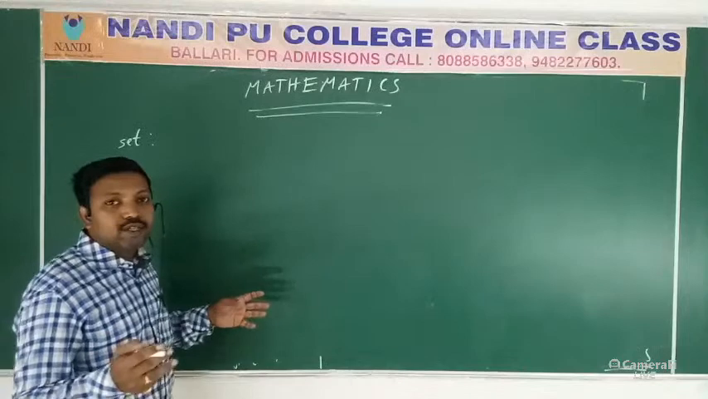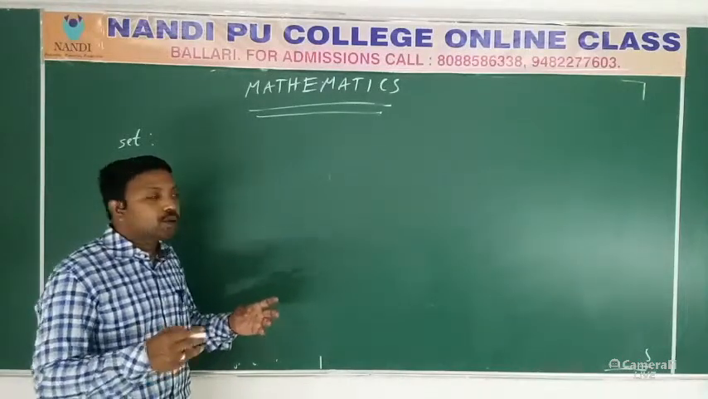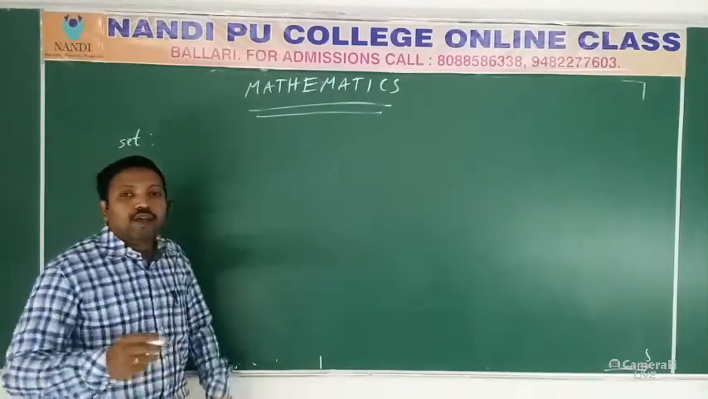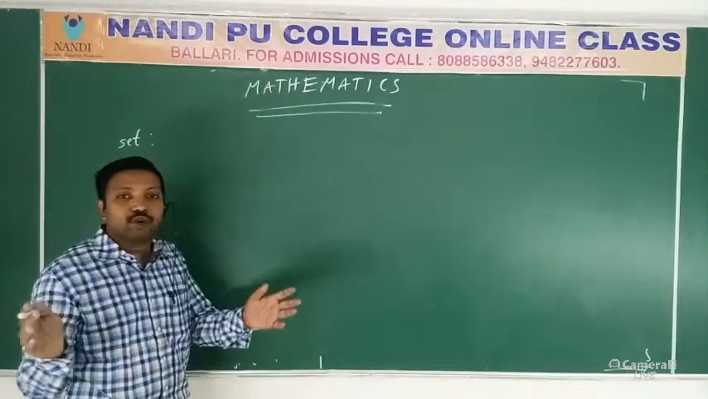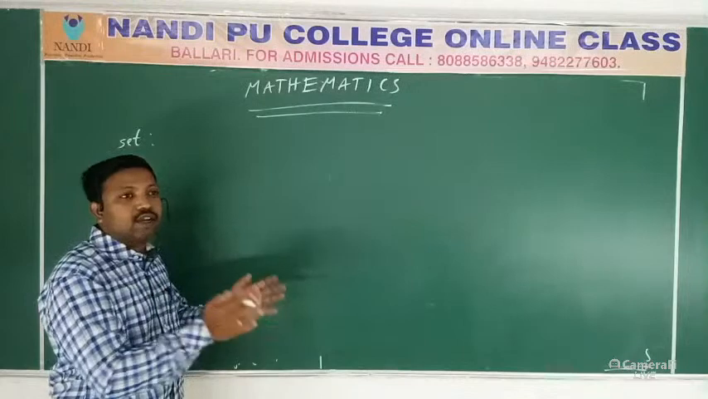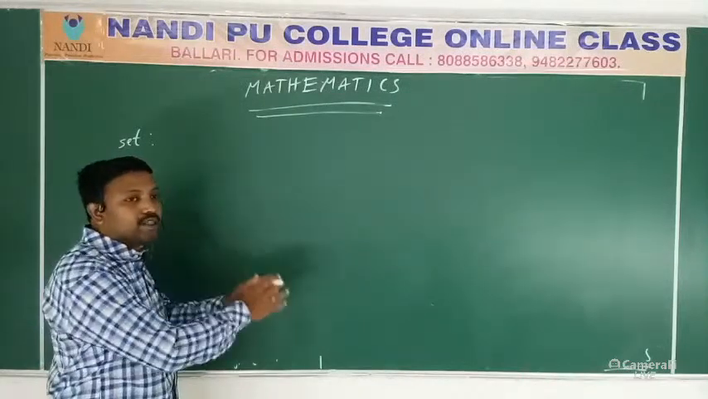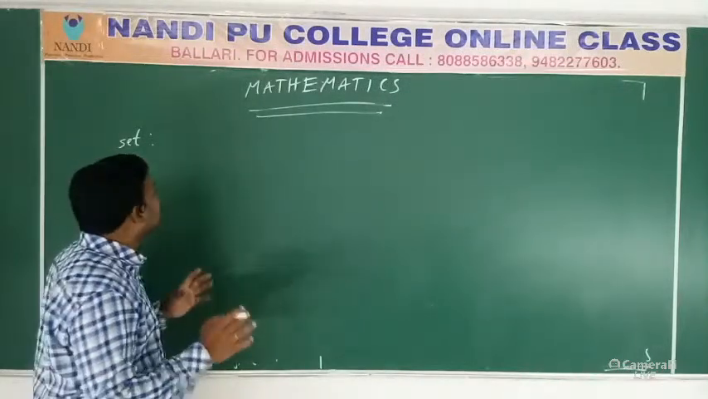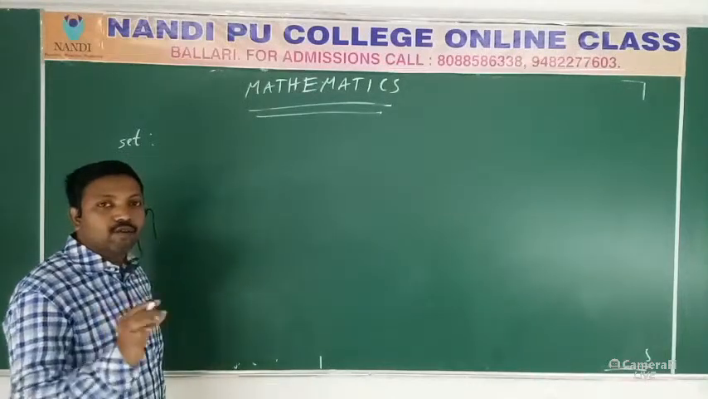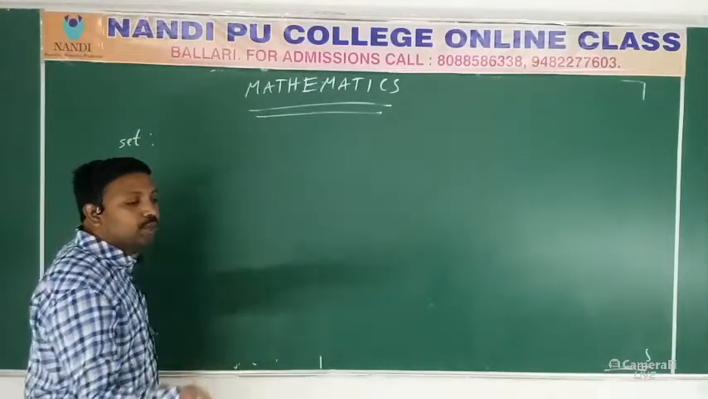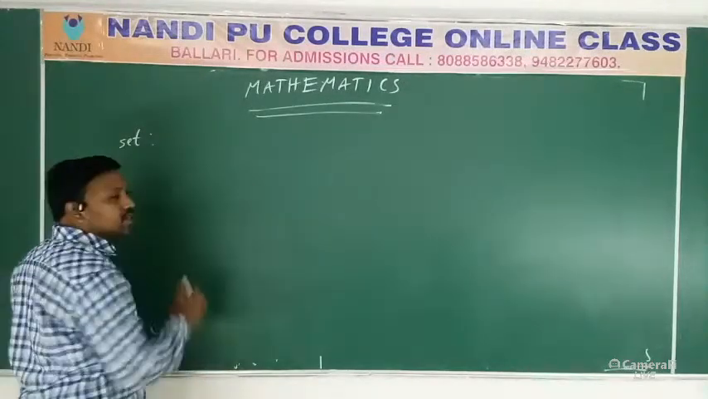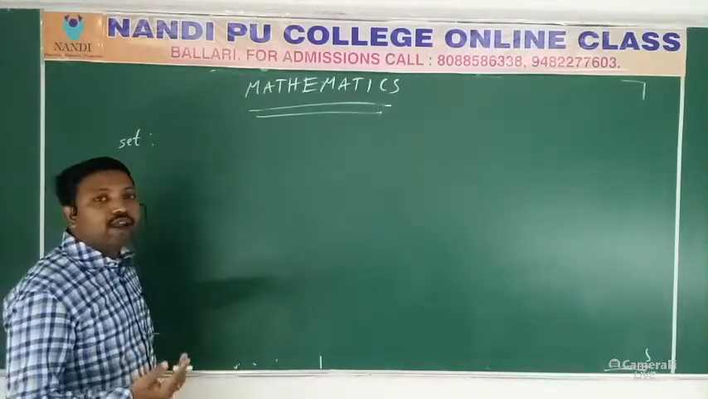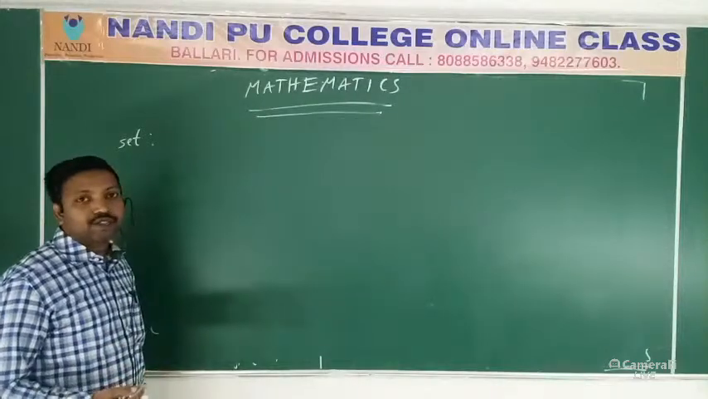For example, the set of students in a classroom. One section is there, say D section, and the set of students who belong to D section. All of them satisfy one condition, that the students belong to that particular section. That is one set. What is a set? A well defined collection of objects.